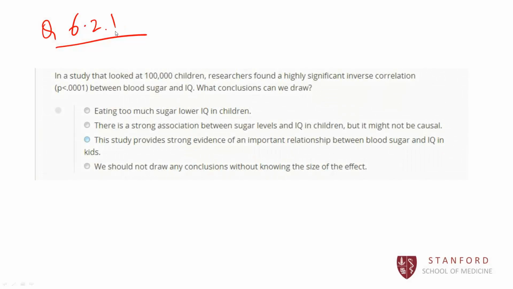This question has a sample size of 100,000 children. Now, because the sample size is so very high, we cannot safely say that we have actually found a correlation between blood sugar and IQ, even though the p-value is very small. P-values tend to become smaller as we increase the sample size. So we should find out the actual size of the effect before we make any strong statements of the correlation between blood sugar and IQ.